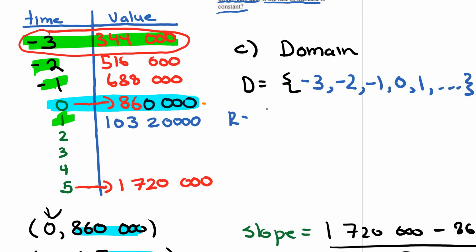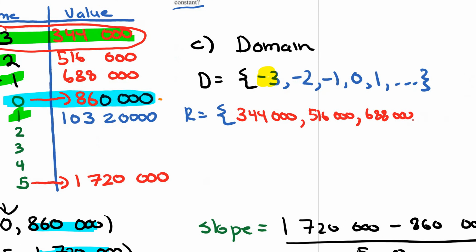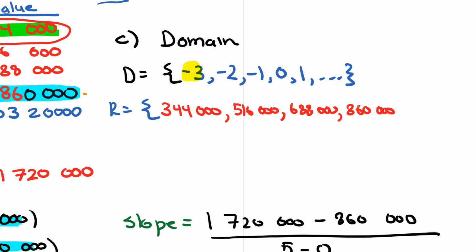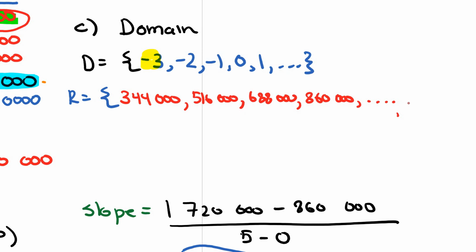And then the range. Okay, so what number corresponds with -3? Well, it's $344,000, and then $516,000, and then $688,000, and then I guess the last one here would be $860,000, and then we would keep on going on forever, right? Okay, so that's one way where you can write your domain and range based on the values that we've been using in our problem.